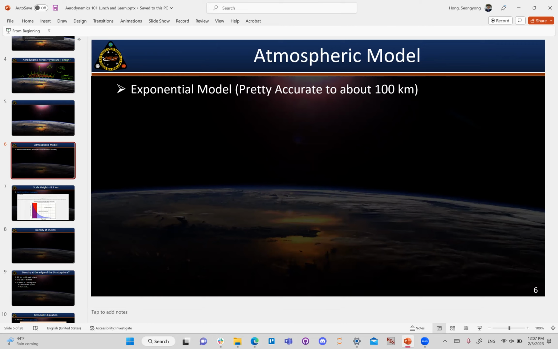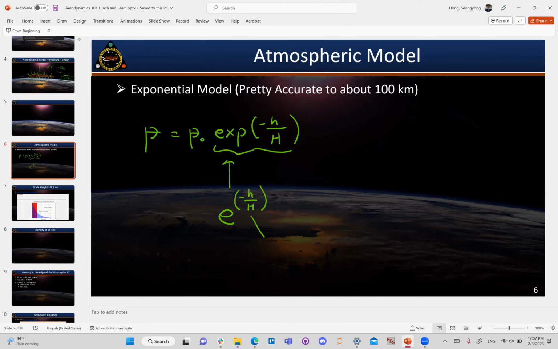So what exactly is the model? The next slide will show it in detail as well, but I can draw it out here. The pressure that you feel at a certain altitude equals the pressure at sea level times e raised to the power of negative your current altitude divided by something called the scale height. And the scale height is roughly 8.5 kilometers.